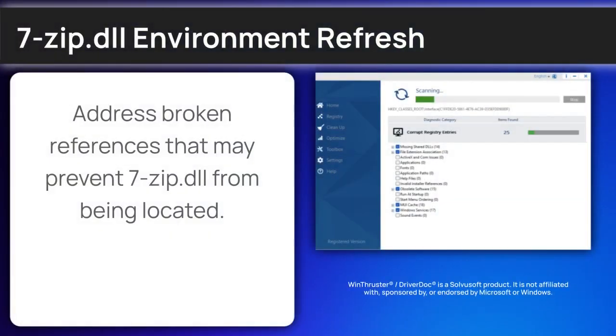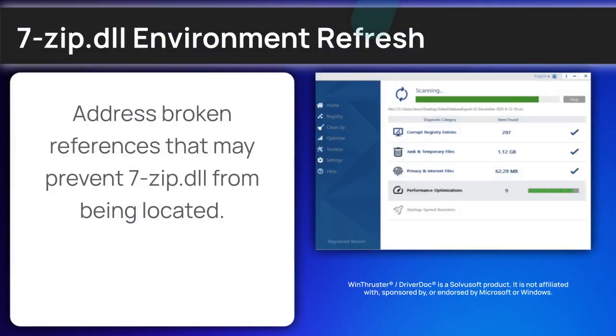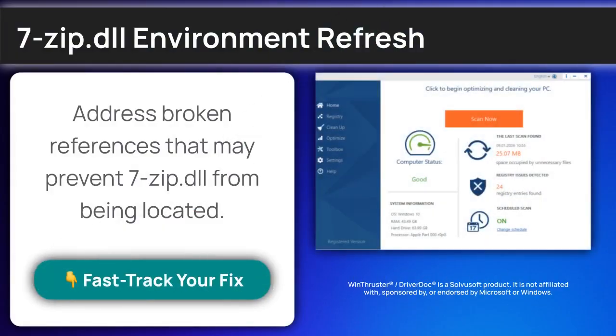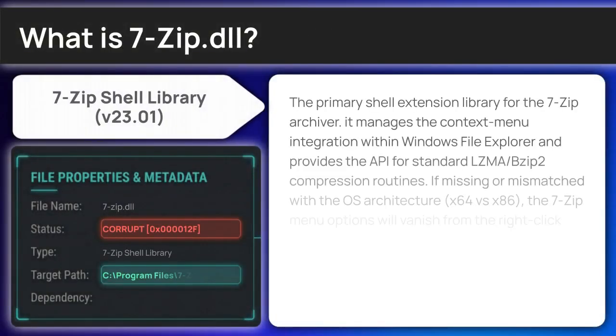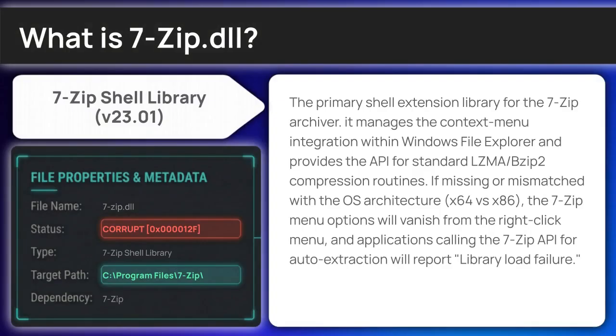As we look at the manual steps for the 7-Zip library, there is also a diagnostic resource for reviewing your overall system health. This is the 7-Zip library, the primary shell extension library for the 7-Zip archiver. It manages the context menu integration within Windows File Explorer and provides the API for standard LZMA and bzip2 compression routines. If missing or mismatched with the OS architecture, x64 versus x86, the 7-Zip menu options will vanish from the right-click menu, and applications calling the 7-Zip API for auto-extraction will report library load failure.